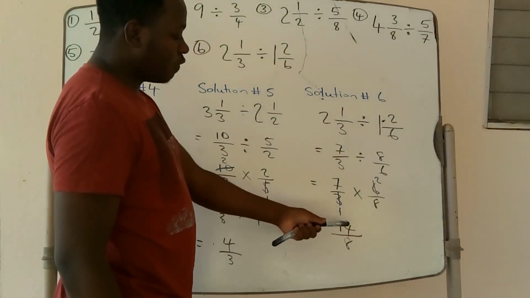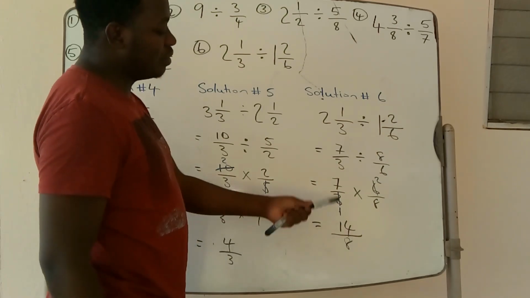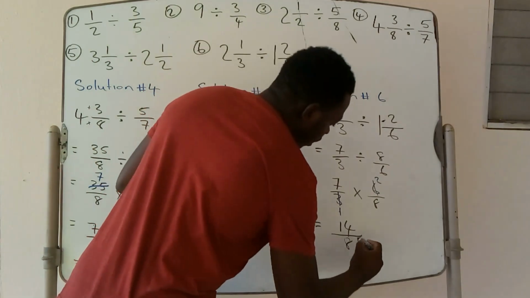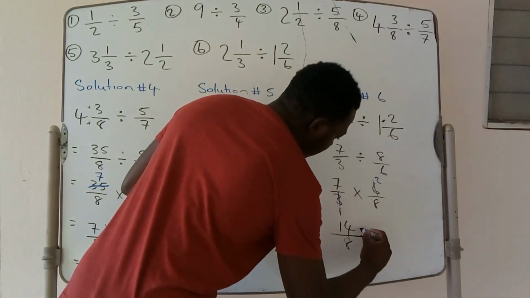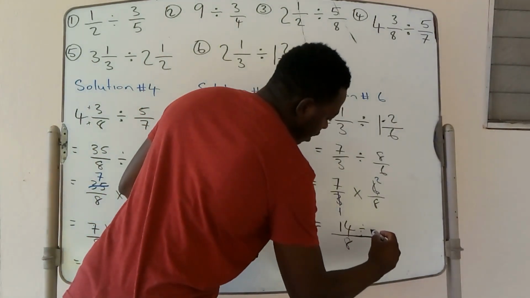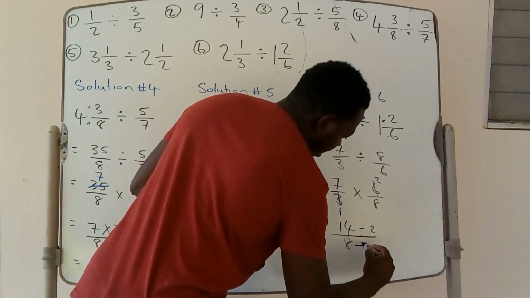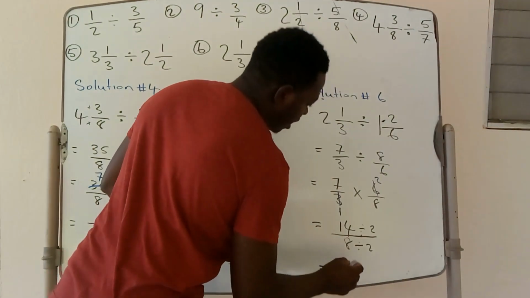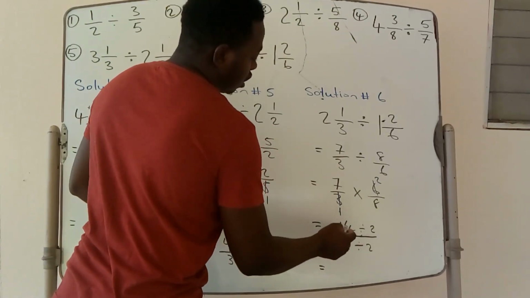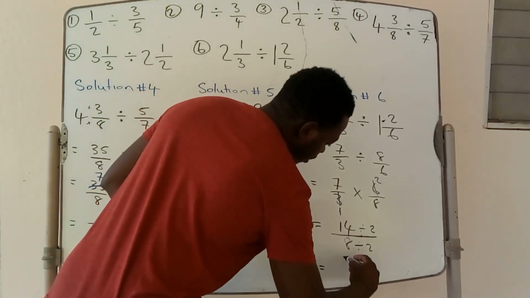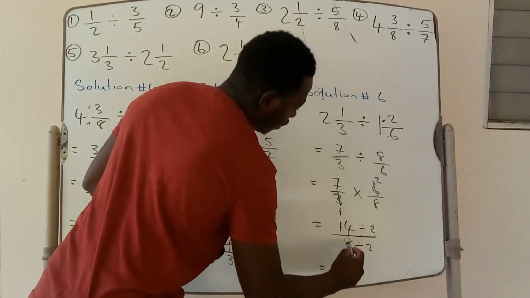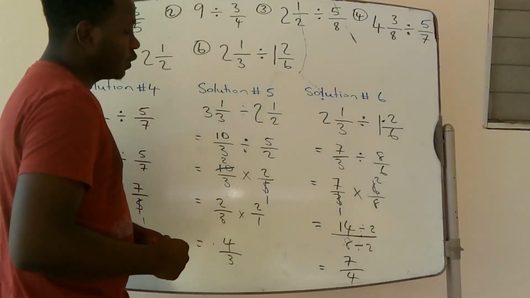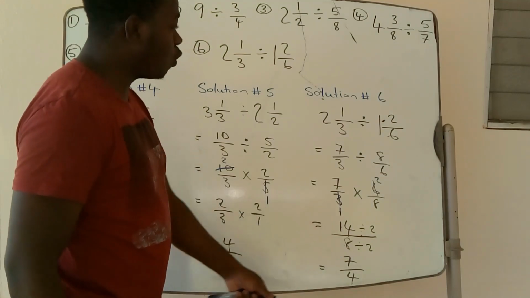But both 14 and 8 can be divided by 2. So what we're going to do is to extend this line and divide the numerator by 2 and also divide the denominator by 2. And that will give us a final answer of 14 divided by 2, that's going to be 7, all over 8 divided by 2, that's going to be 4. Alright? So final answer is 7 over 4.